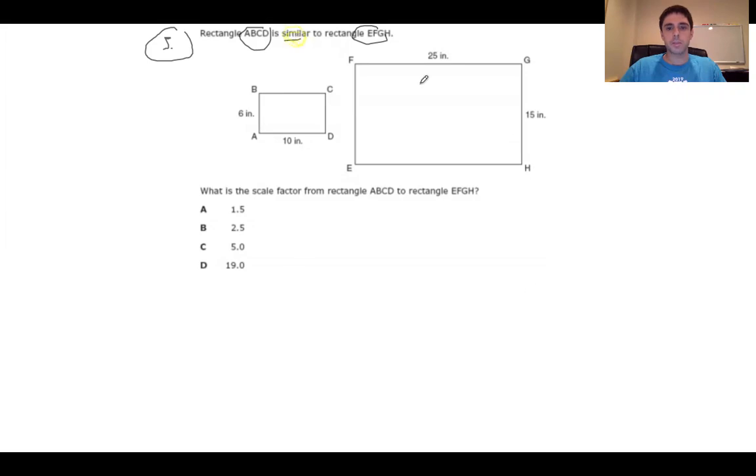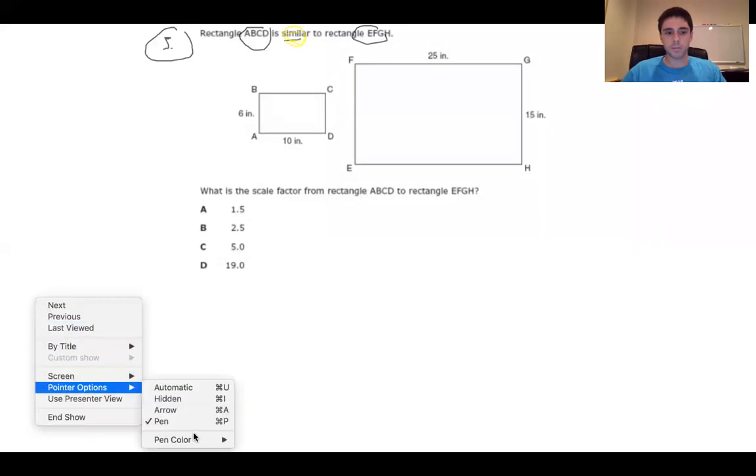What do we think the word similar means? Right, exactly. It's going to mean alike, or they are going to be scale drawings. In this one, not the same. They're going to be scale drawings, which means that all of our scale factors are going to be the same.